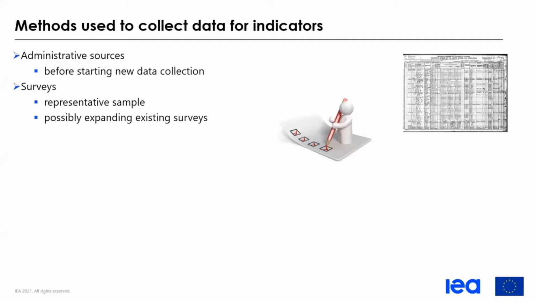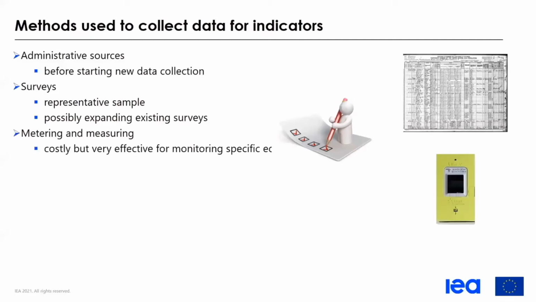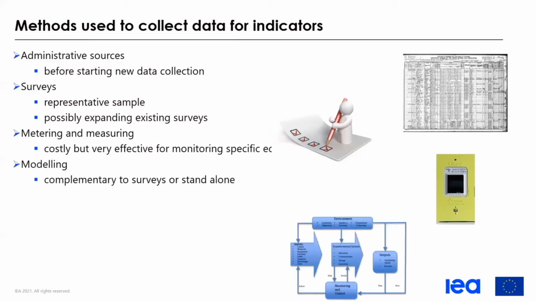Another method is metering and measuring, which is relatively costly but really effective if you want to measure the efficiency of some specific equipment. And here we can also find, for example, smart meters, which are more and more used nowadays. And we also have modeling, which is the last of the four methods, and it can be complementary to surveys and metering or used standalone. For instance, by using activity data and total energy consumption data from the energy balances as input to estimate energy consumption by end use, for example.